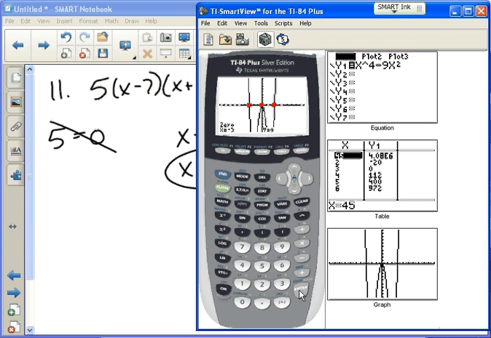Now if you try this with the middle one, you're going to run into a problem. It's probably going to say no sign change. And that's because it doesn't actually cross the x-axis, it just touches it. So there's two ways you can approach this one. First, let's make sure this doesn't work.